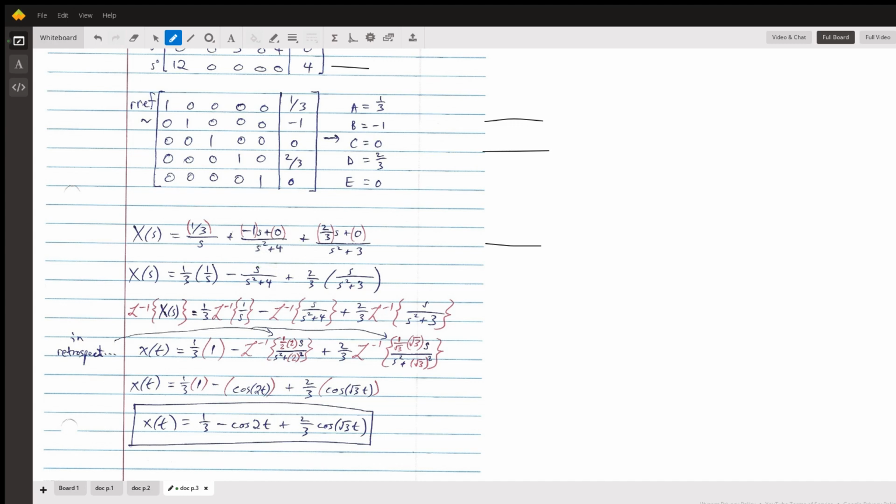Okay, s over s squared plus 4 is actually a readily read-off Laplace transform. Then 2/3 s plus 0 is just 2/3 s. Bring the 2/3 to the front, you have s over s squared plus 3. And that also is readily read as a kind of Laplace transform. And inverse Laplace transformation is also linear. So apply it all the way across, bring out any coefficients to the front. You can do scalar multiples like that.